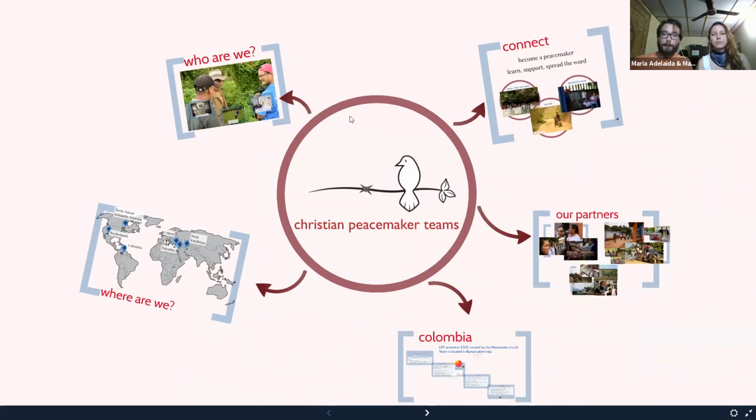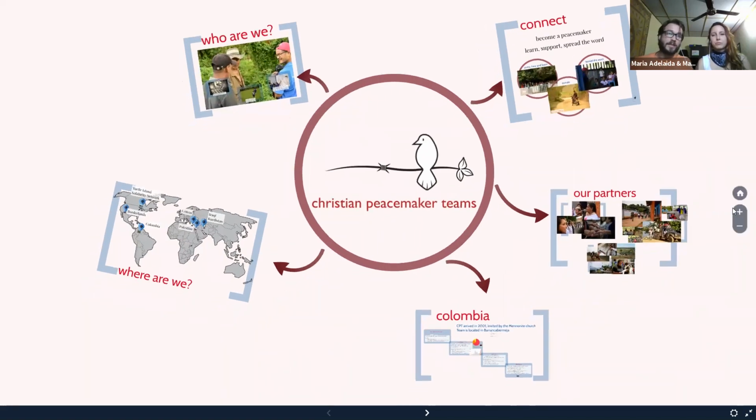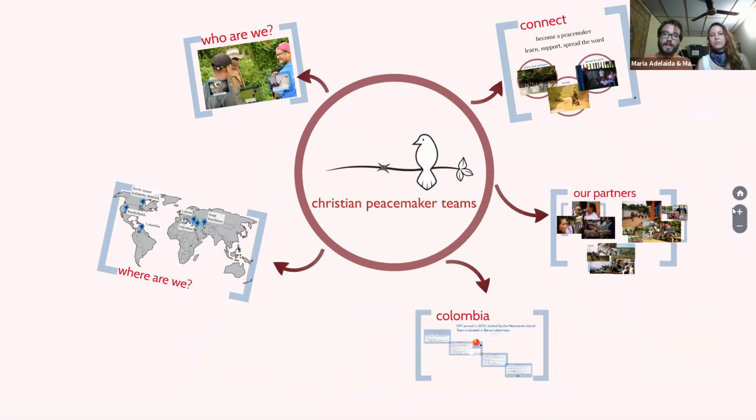Christian Peacemaker Teams is an international accompaniment organization that was born in the US back in the 80s in the context of a number of the so-called peace churches. Among those churches were the Mennonite Church in Canada and in the US, and a number of other churches that had a long tradition and history in terms of peacemaking and nonviolence.